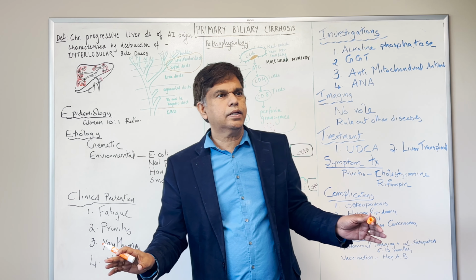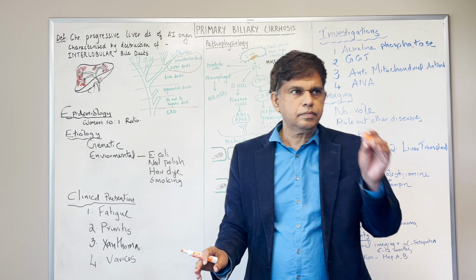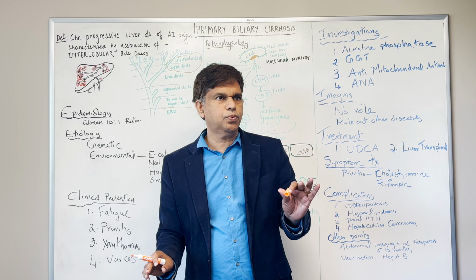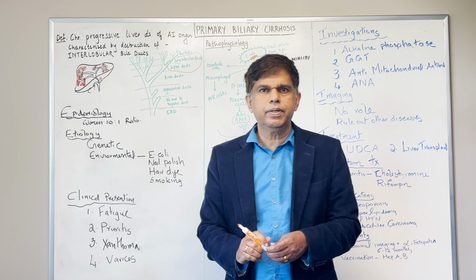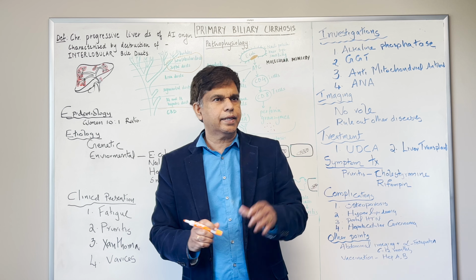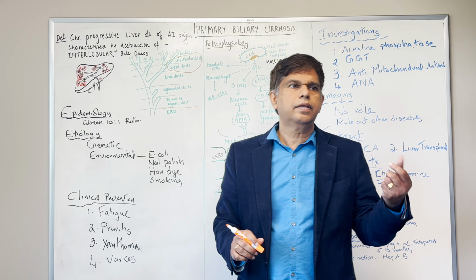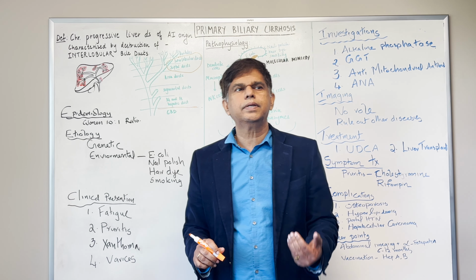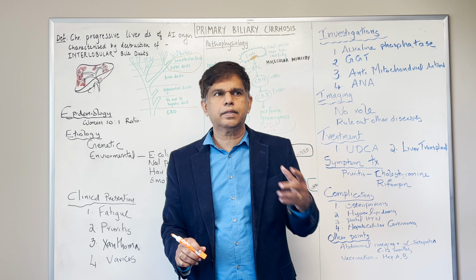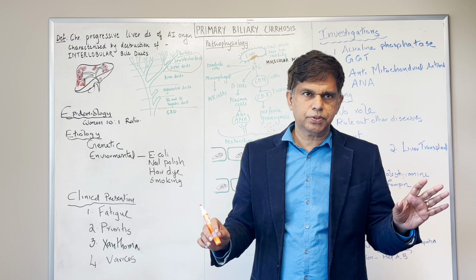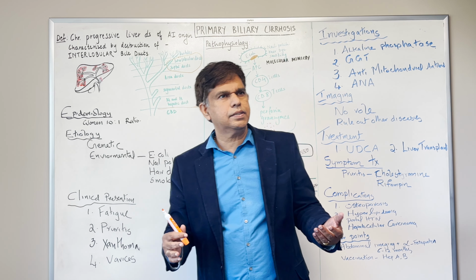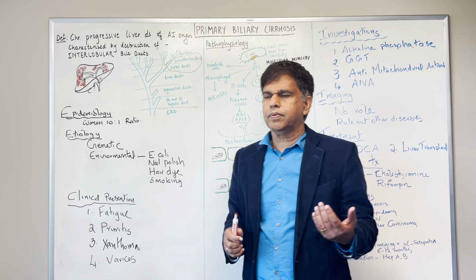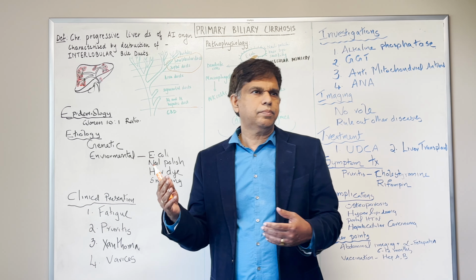What's the most important thing in epidemiology? Females, okay, 10 to 1. I don't know if any other disease is so predominantly in females. So if I'm writing an examination question and I say a 40-year-old female with pruritus, then always think about primary biliary cirrhosis. Very, very important. Otherwise, it's still a rare disease. I think the prevalence runs anywhere from 1 to 40 per 100,000.